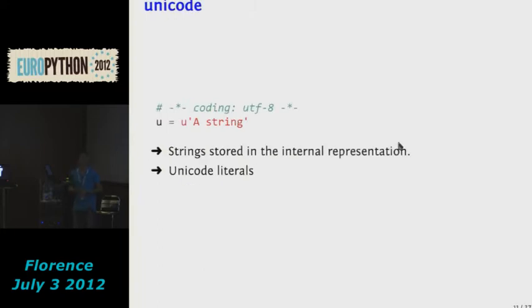On the other hand, Unicode strings are strings which are stored internally by Python. They are stored in an internal representation, and they don't have any encoding associated with them. Python handles that a specific character is a specific code point, but we don't care how that is actually stored on disk, in the computer.